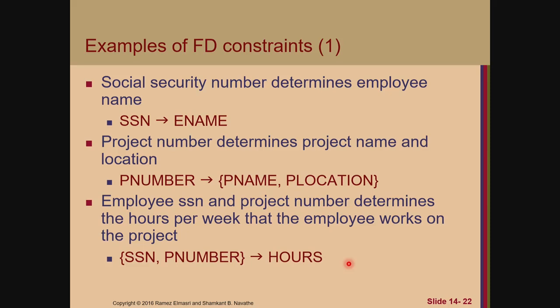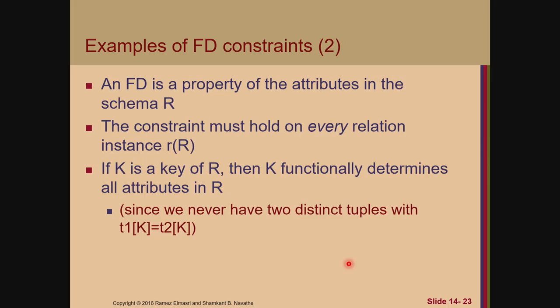We have semantics, right? The meaning of this relation. How do we know that? Of course, from the requirements that we get in the first place. And then we design the ER diagram, right? Then we understand the relations between them. After that, we can separate them as functional dependencies to understand the relation between attributes. And a functional dependency is a property of attributes in schema R. The constraints must hold on every relation instance of R.